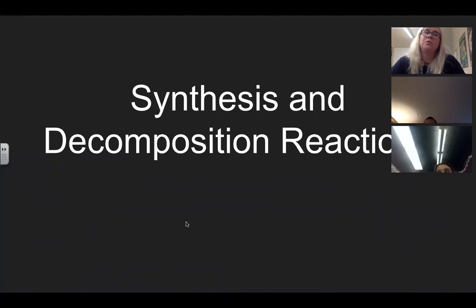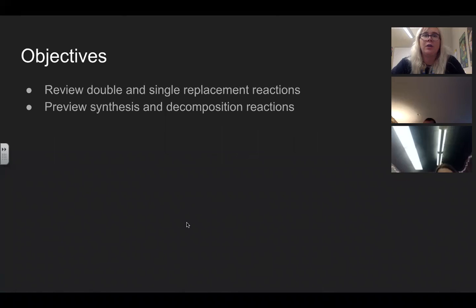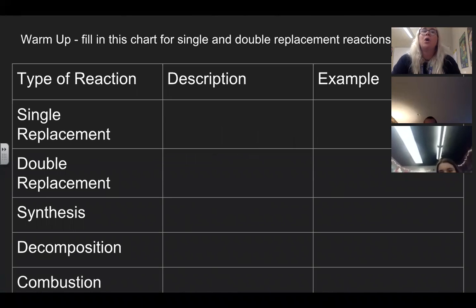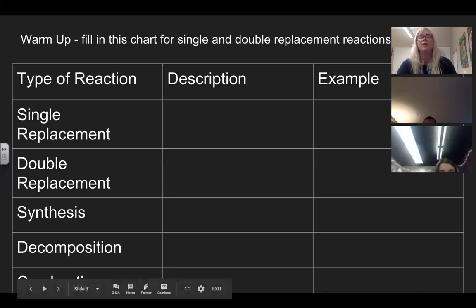So, we're going to start today by reviewing our double and single replacement reactions that we talked about last week. So, I created this chart for you guys. Obviously, you can't really copy paste it because it's on the slide. But what I'd like for you to do, either in a Google Doc or on a piece of paper, is set up your own chart where you list out all 5 types of reactions, give a box for a description, and then give examples.